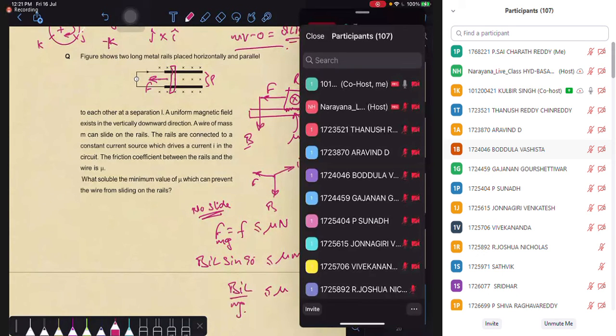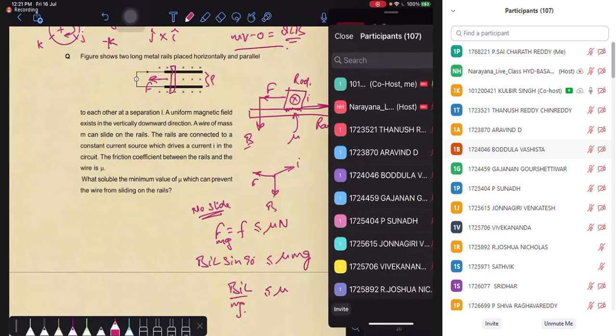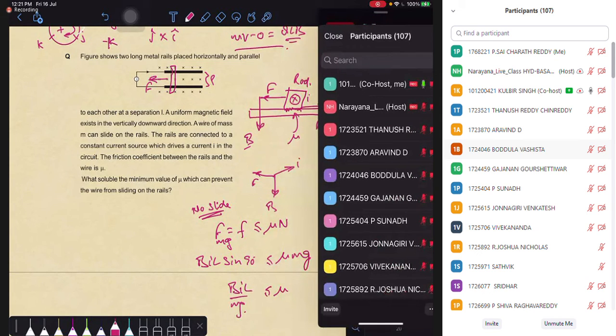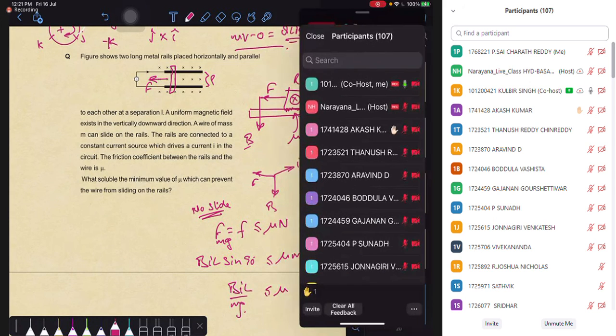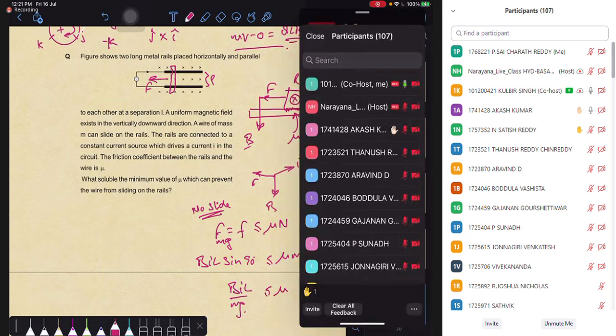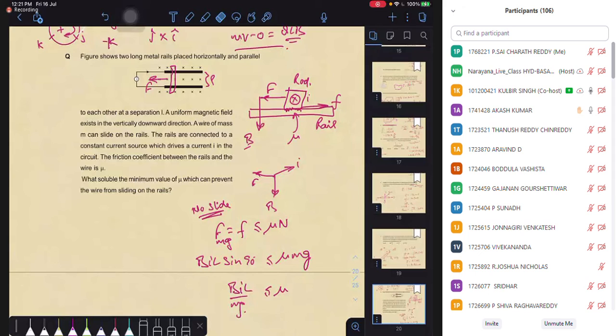Right? Not a tough question. But of course, if you are not getting the directions or diagram clearly, it could be confusing. Yes, Akash, please explain the direction once again. Direction, okay. So we can go through the direction once again.